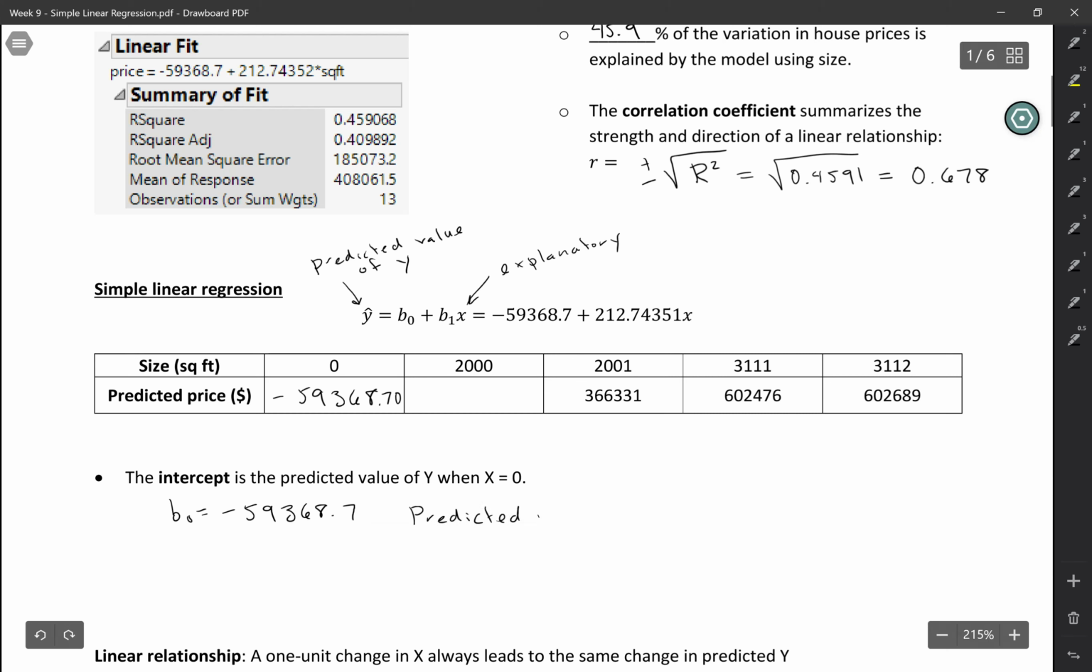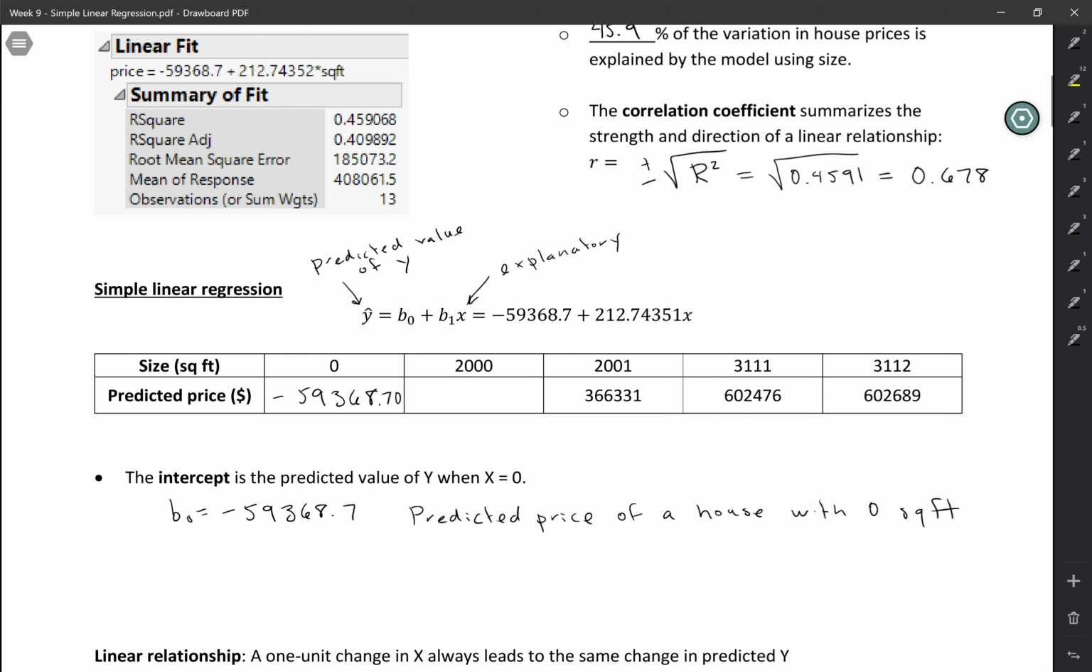It's important that we always say predicted because, again, this is not a perfect relationship. The predicted price of a house with 0 square feet. Hopefully you're noticing two things that don't make sense here. One, to have a predicted price that's negative doesn't really make sense, but it also doesn't make sense to have a house with only 0 square feet, right? That's not really a house at that point. So sometimes the intercept is not going to have a meaningful interpretation depending on what your variable is. 0 may or may not be a reasonable value.